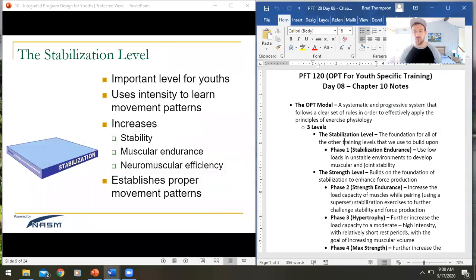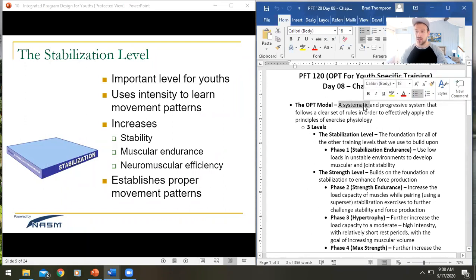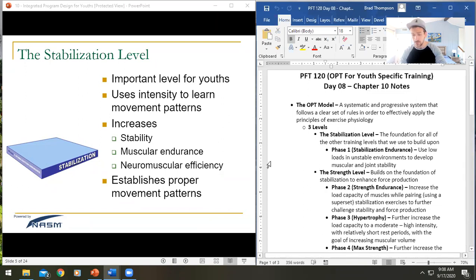So when I say the OPT model, it is systematic, right? It goes in order. It's also progressive so that it builds on itself. A systematic and progressive system that follows a clear set of rules in order to effectively apply the principles of exercise physiology. For those of you who have been through our exercise physiology classes, all that stuff that you had to learn is done for you with NASM's OPT model, which is great.